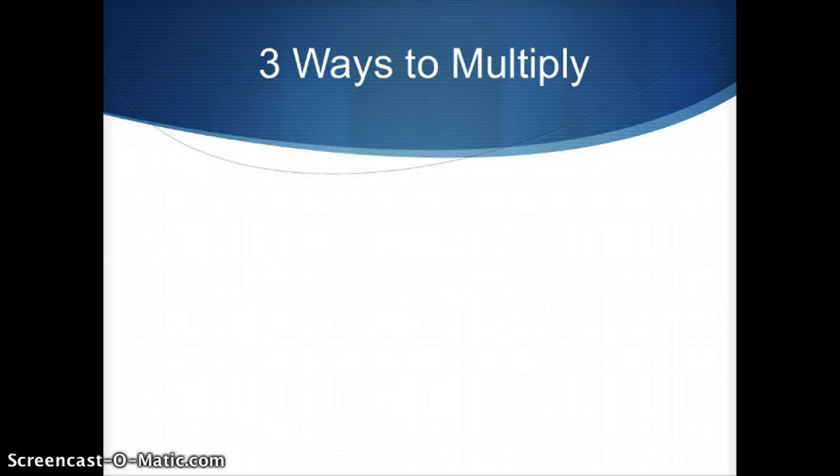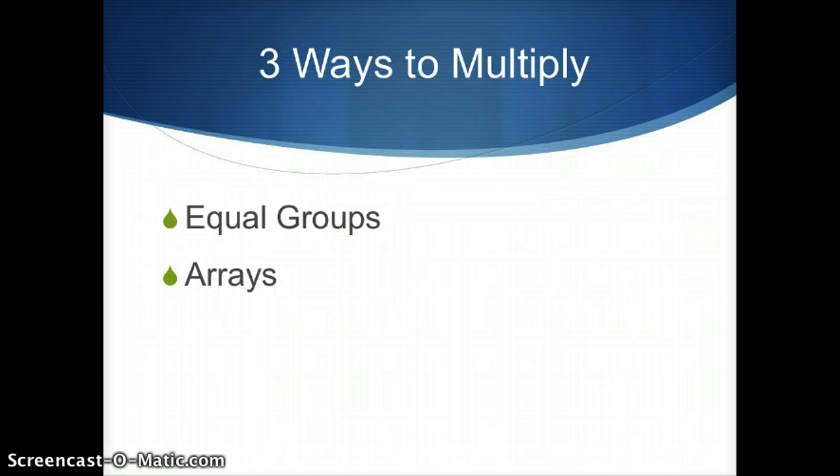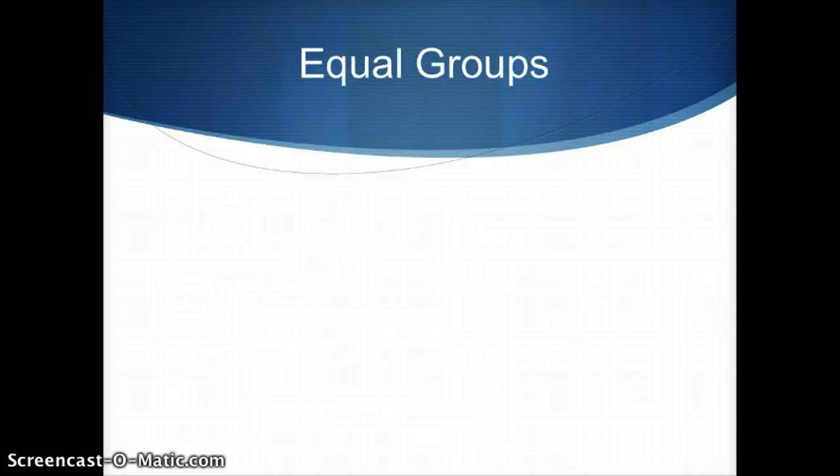There are 3 strategies that can help you solve any multiplication problem: equal groups, arrays, and repeated addition. Let's take a look first at equal groups.